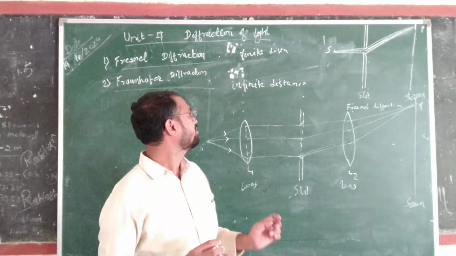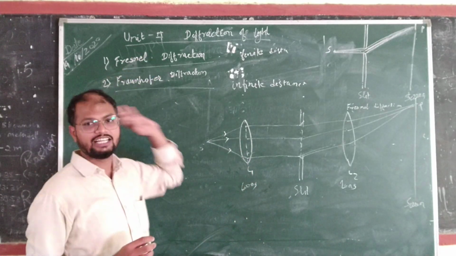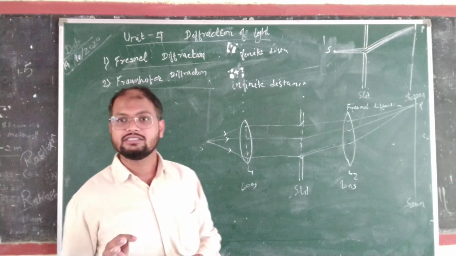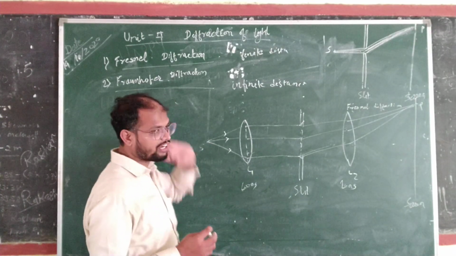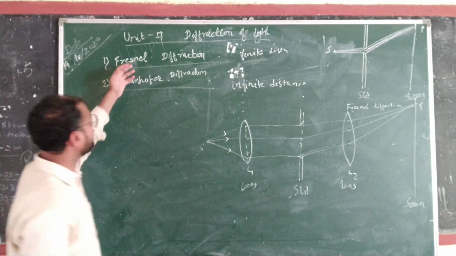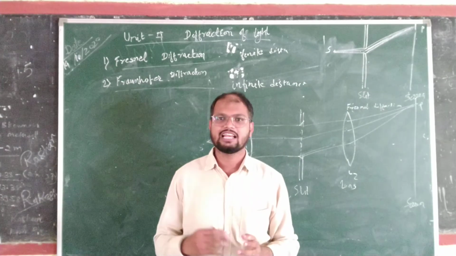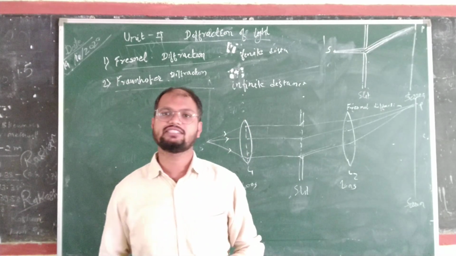The incident wavefront for Fresnel diffraction is not plane, while the incident wavefront for Fraunhofer diffraction is plane. This is the difference between Fresnel diffraction and Fraunhofer diffraction. In the next lecture, we will find out the assumptions of Fresnel's theory.